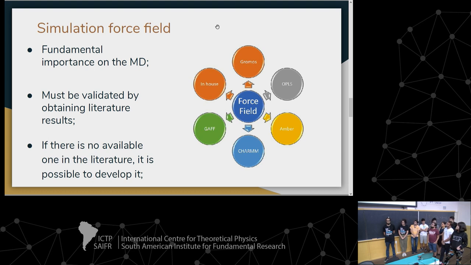I think the most important thing for choosing your force field is to see if it has validations by literature results or experimental results. If you look for force fields, you find a lot of different kinds of them, and they may be developed for different types of proteins, biological systems or materials. So you have to keep in mind that you will choose your force field based exactly on what you want to simulate. And if you don't find any force field that is specific for your use, you have to develop one. You can use quantum calculations to try to find those parameters, and then you have to compare that with experimental results in order to give some validation for your new force field.